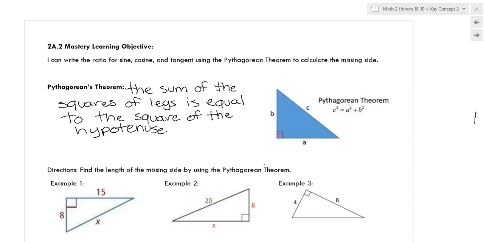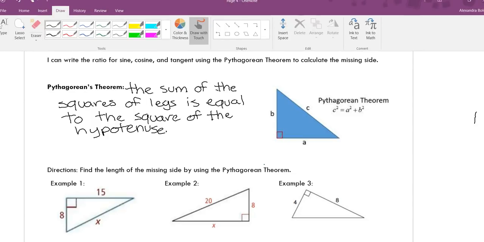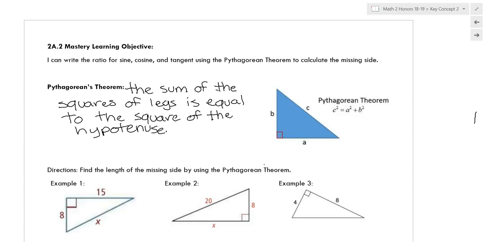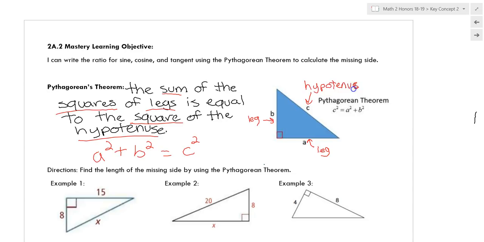Another way of saying this is, it's the sum, so we know we're adding squares of the legs. Well here, this is a leg, and this is a leg. So that's a and b, and I'm squaring them. So a squared and b squared equals the square of the hypotenuse, and c is our hypotenuse. So Pythagorean's theorem is really just a squared plus b squared equals c squared. You should have seen this before.